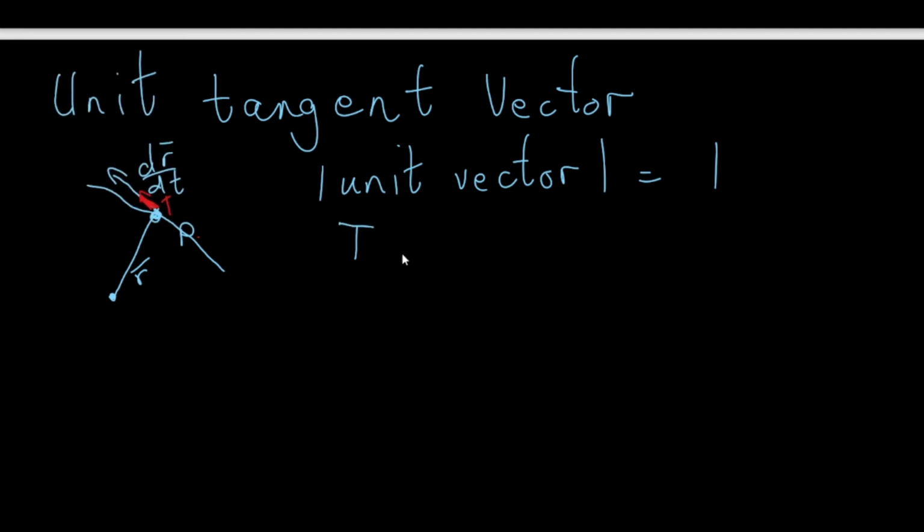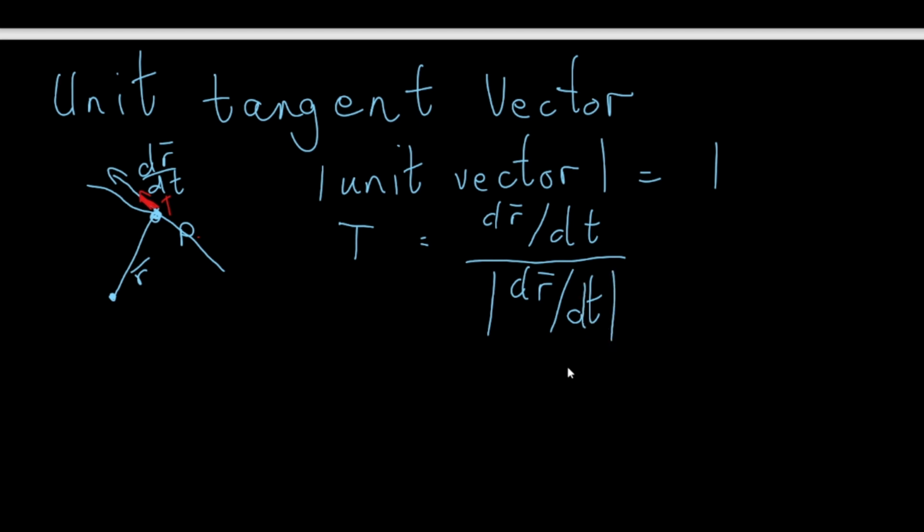So T is just equal to dr/dt divided by the magnitude of dr/dt. So this is just a fairly simple matter to implement. We could take numerous examples to illustrate this point. So let's just do an elementary one.